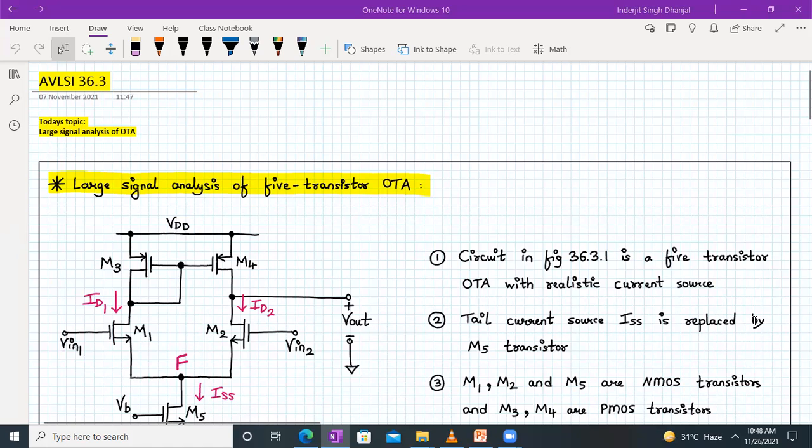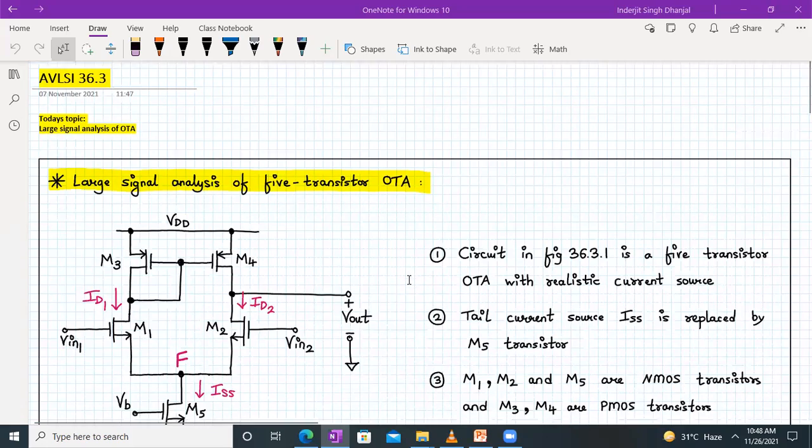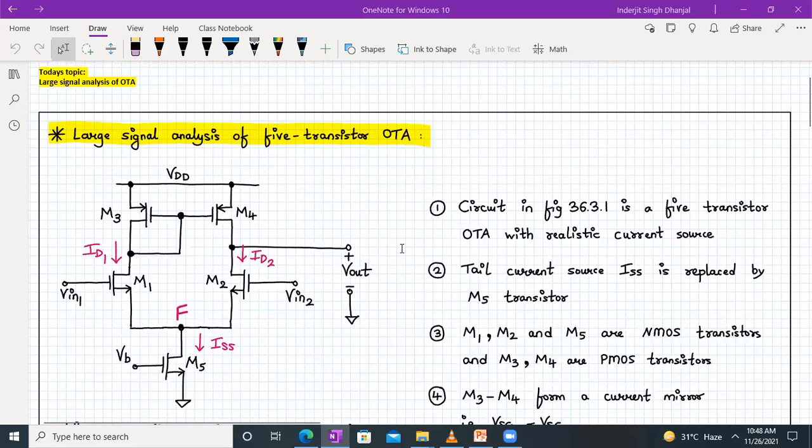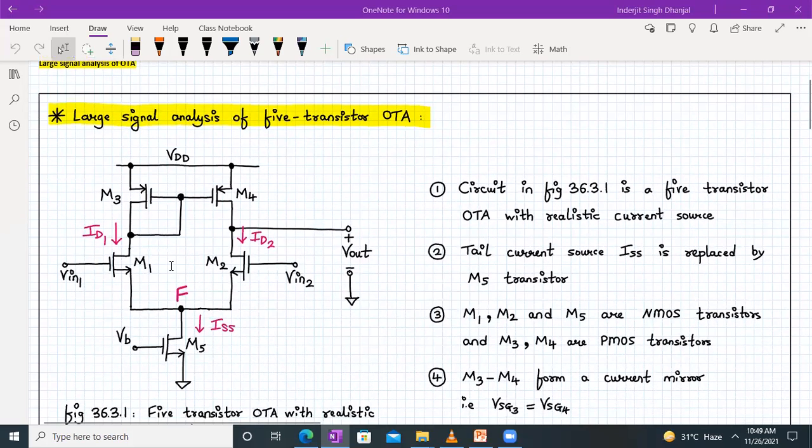So today we are going to discuss the large signal analysis of a 5 transistor OTA, which we have started with the OTA topic, that is, operational transconductance amplifier. Today we are going to look into details about its operation, especially the large signal analysis. So let's begin. Let's describe the circuit.